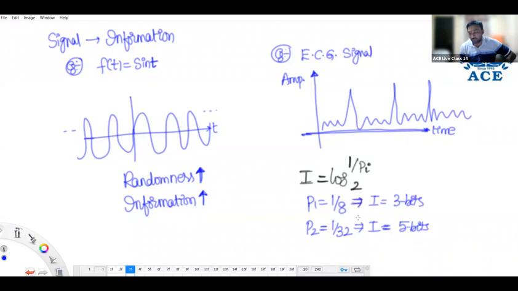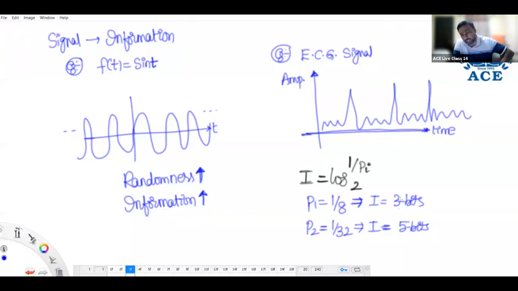Out of the 2 probabilities we consider, where is randomness more? In the second case randomness is more. Out of 32 outcomes, 1 is hit, whereas in the first case, out of 8 outcomes, 1 is hit. In the second case, randomness increased. What happens to the number of bits? There is an increase in the number of bits. That is my statement: more randomness carries more information.